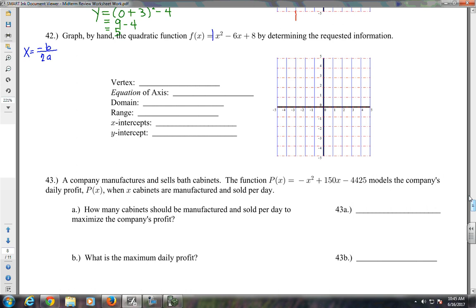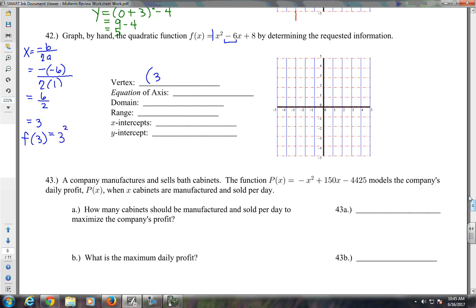A is 1, b is negative 6. So we have negative from the formula. Replacing b with negative 6 gives me negative negative 6 divided by 2 times a, which is 2 times 1. Calculating, we have 6 divided by 2, or 3. So the x value of our vertex is 3. Now, if I remember negative b over 2a, all I have to do to get the corresponding y value is plug it back into the function. So I'm going to find f of 3 to get the corresponding y value.